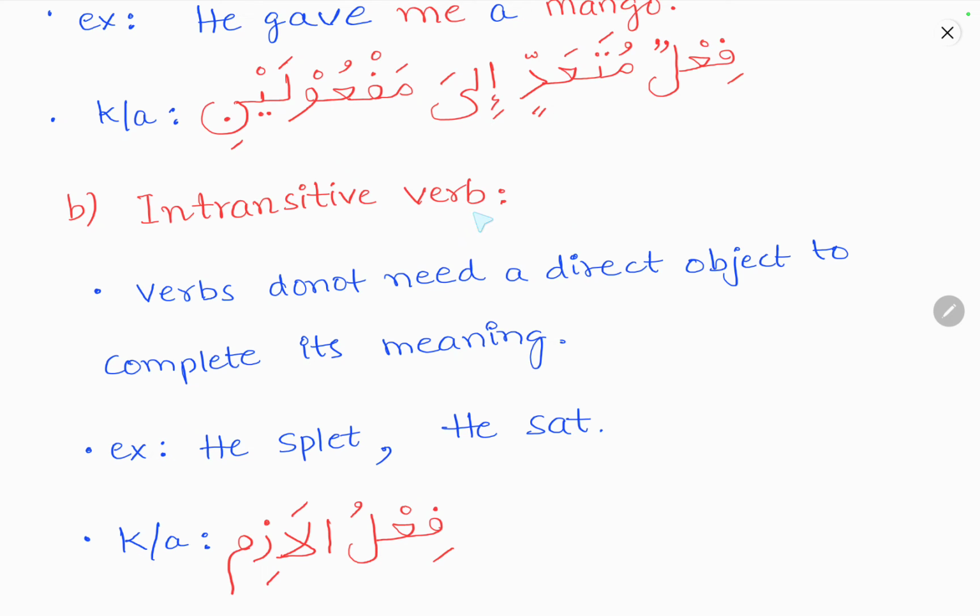Now coming to intransitive verbs. Verbs which do not require a direct object to complete their meaning are known as intransitive verbs. For example, he slept or he sat. He slept on a carpet, that is some additional object, but it's not a direct object. Such verbs are known as Fi'lul Lazim, which do not require an object to complete their meaning.